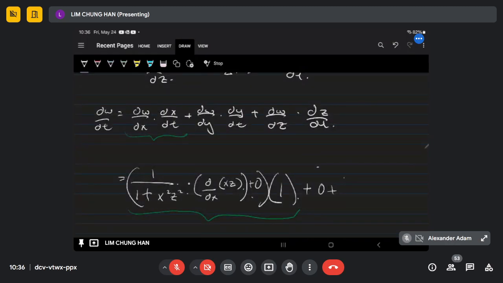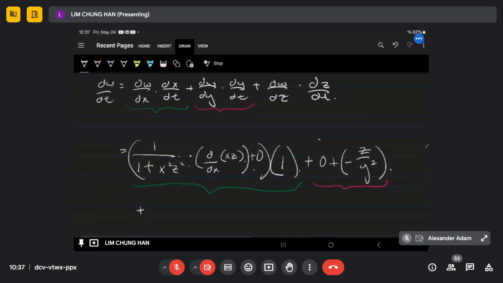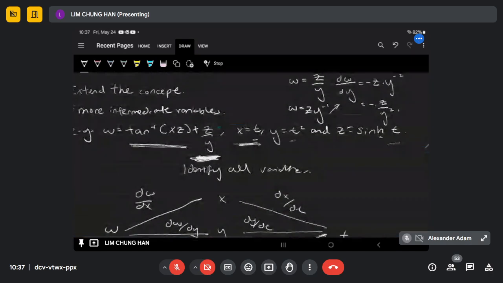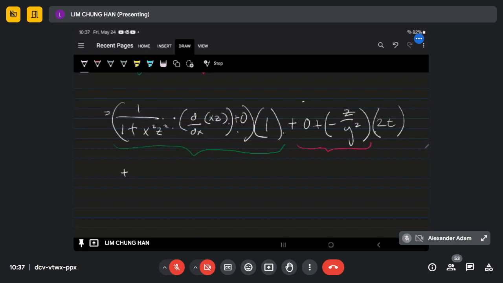So negative z over y squared. Okay, so this one is red. So this part is this part. Lastly, plus. No, not finished yet. I'm supposed to multiply by dy dt. Forgot dy dt. Okay, dy dt is what? 2t. Yeah, this one is 2t.